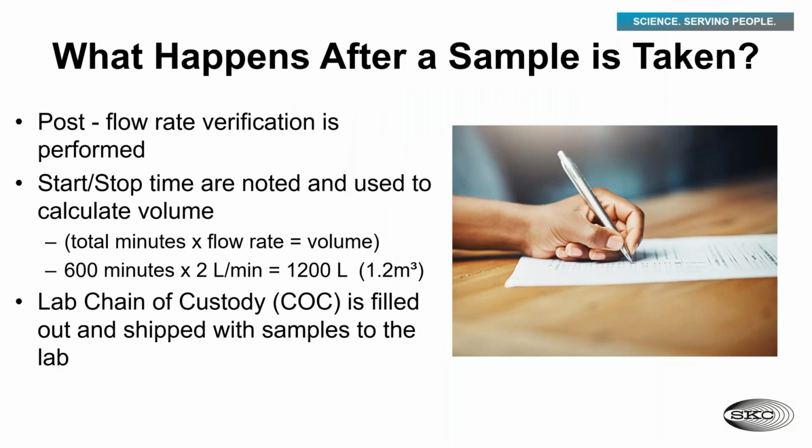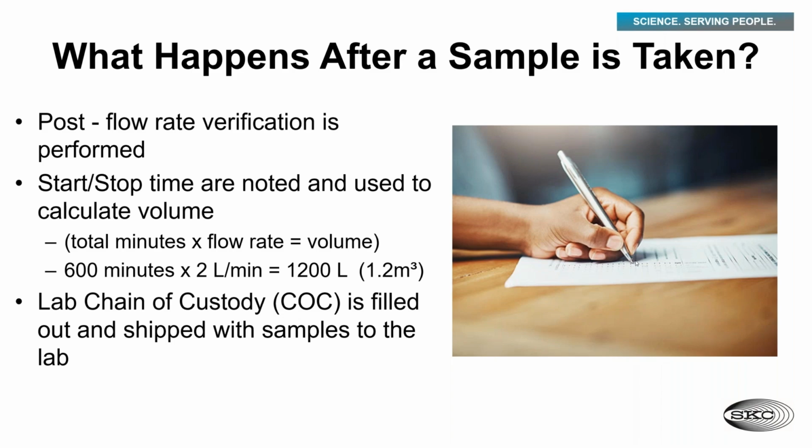So after a sample is taken, you are going to check the flow rate after the fact. You are going to have a start time and a stop time of when you turn the pump on and off. In this particular example, if your pump ran for 600 minutes, you operated at 2 liters a minute, you're going to end up with a total volume of 1,200 liters, or 1.2 cubic meters, which we will write down on our lab chain of custody.